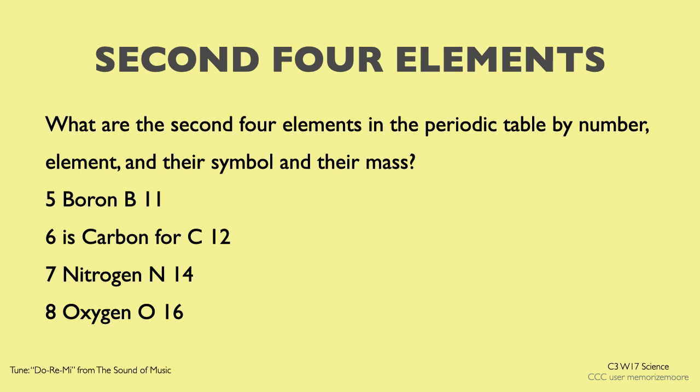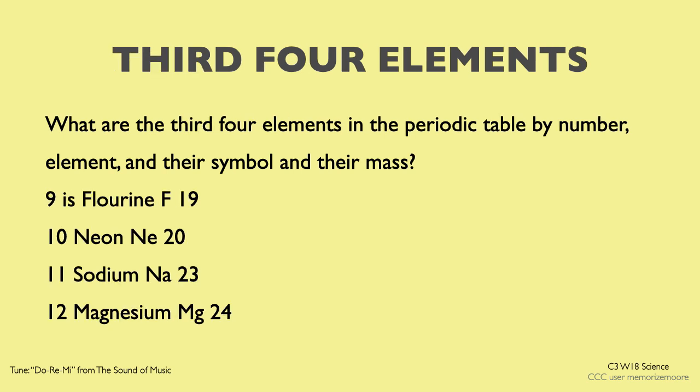What are the second 4 elements in the periodic table by number, element, and their symbol and their mass? 5, boron, B11, 6 is carbon, C12, 7, nitrogen, N14, 8, oxygen, O16.